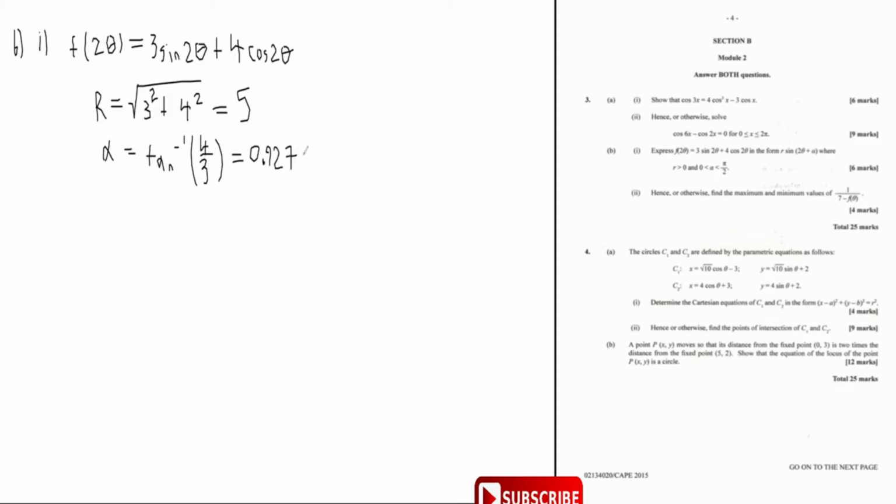0.927. That's tan inverse of 4 over 3. Alpha is tan inverse 4 over 3, good. So now we can finally put it in the correct form, f of 2 theta. So f of 2 theta is equal to 5 sine 2 theta plus alpha, so it's 5 sine 2 theta plus 0.927. That's f of 2 theta. Nice and easy.